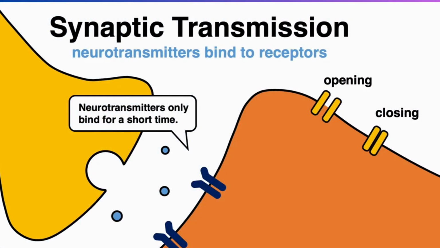After that, the neurotransmitters are either broken down by enzymes called cholinesterase or taken back to the first neuron. This process is called reuptake. So, the synapse is ready for the next message.